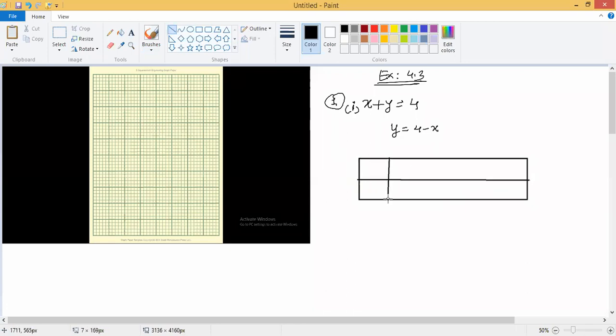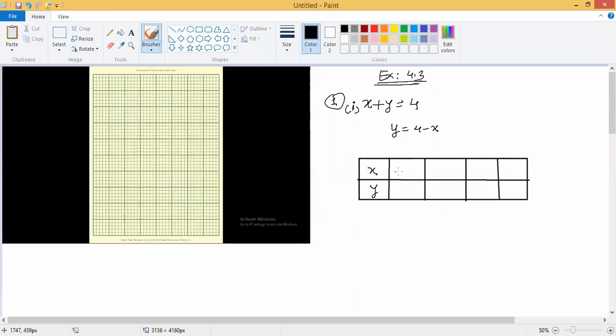Draw this table in your graph book. I'm going to take 2 or 3. We have 4 values. Minimum 3 values you have to take, and you can take more than 3 values. This is x and this is y.